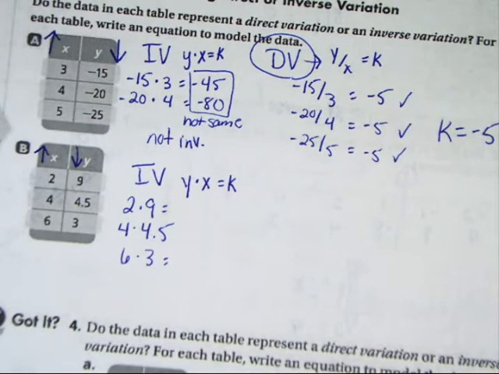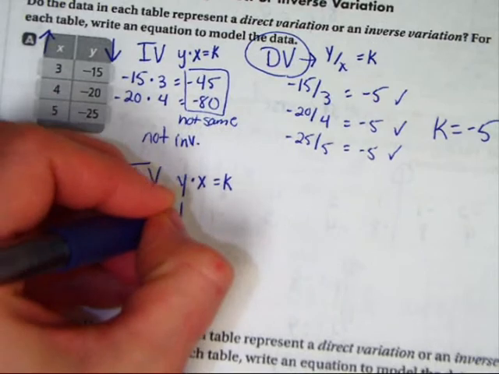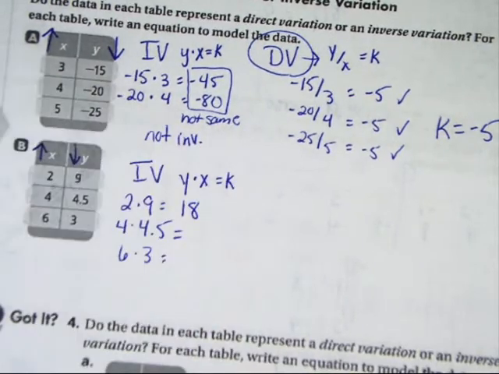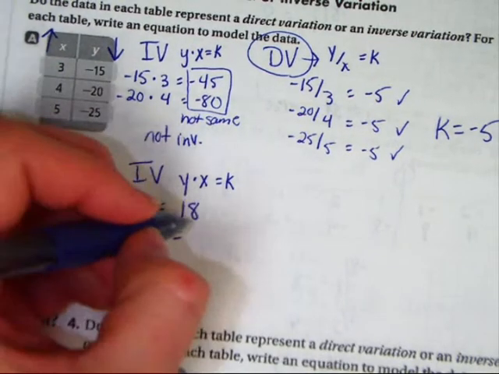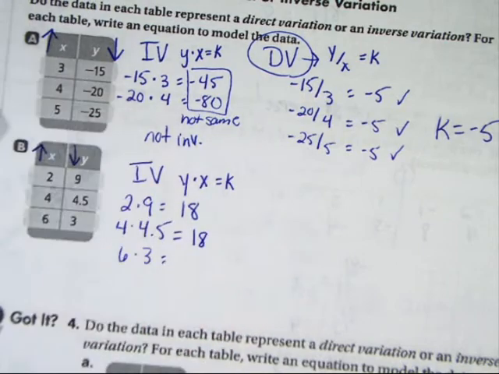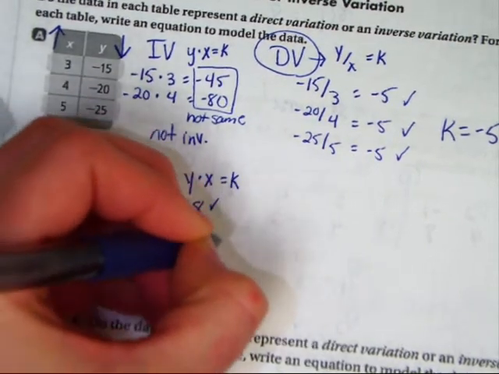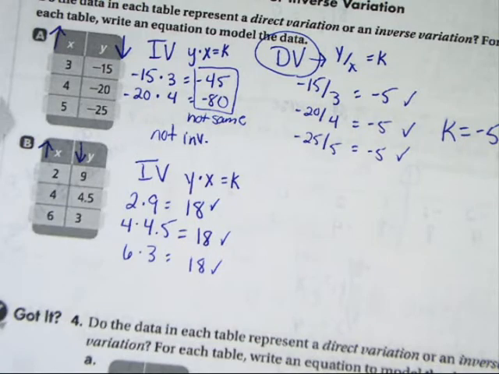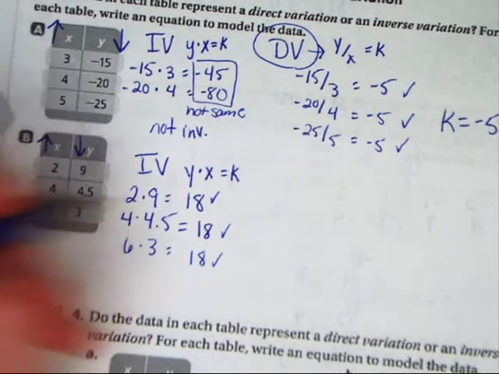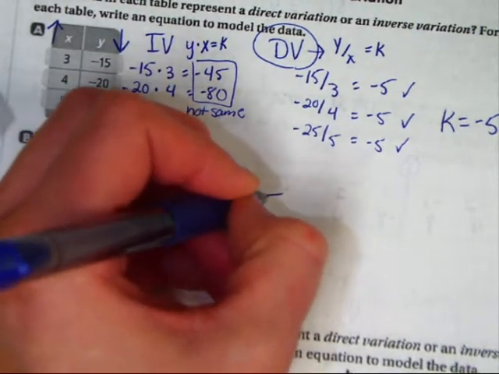Okay, well you know, right? You know that 2 times 9 is 18. You should kind of know that 4 times 4.5 is 18. And 6 times 3 is 18. Notice how they all match. I don't even have to test for direct variation. This fits inverse variation.